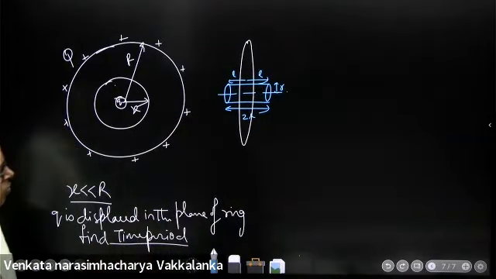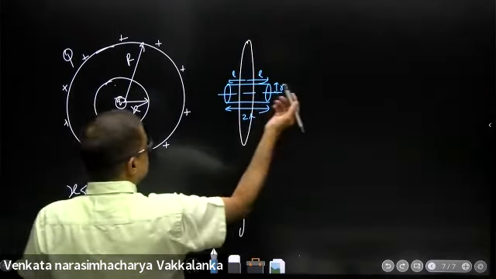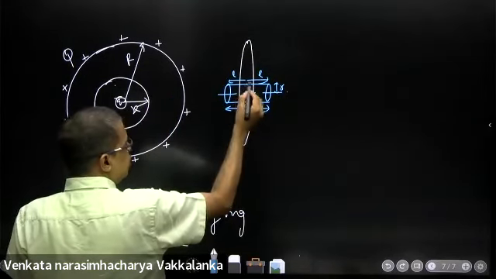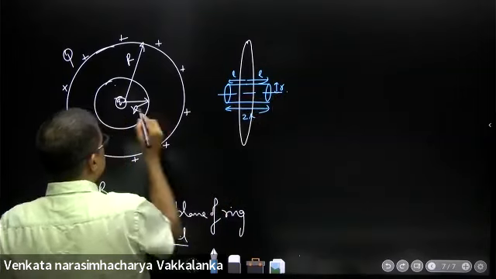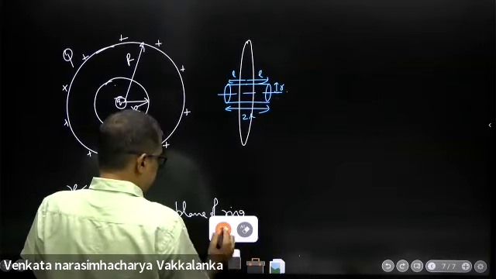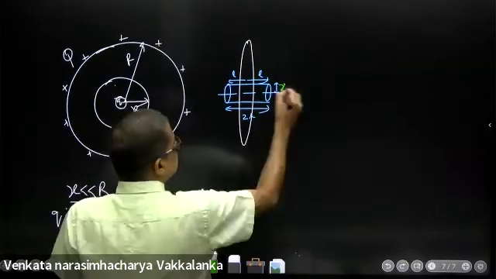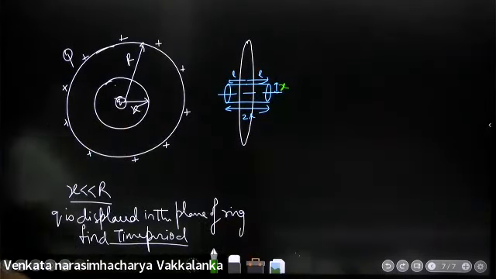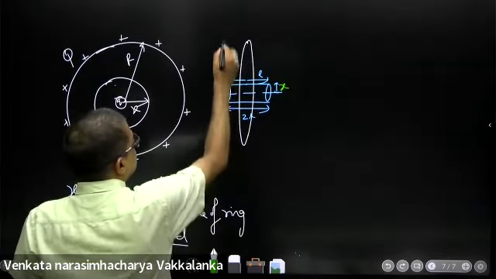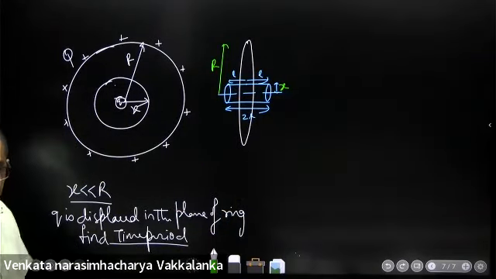L is also very small. If L is large, then you cannot assume that it is on the plane of the ring. L is very small. R is very small, that's given in the question. Rather here it's given as X, so I'll use it as X only. Don't change the symbols. X is very small when compared to R, and L is also very small. This is the radius R. This is the cylindrical Gaussian surface that you have assumed.